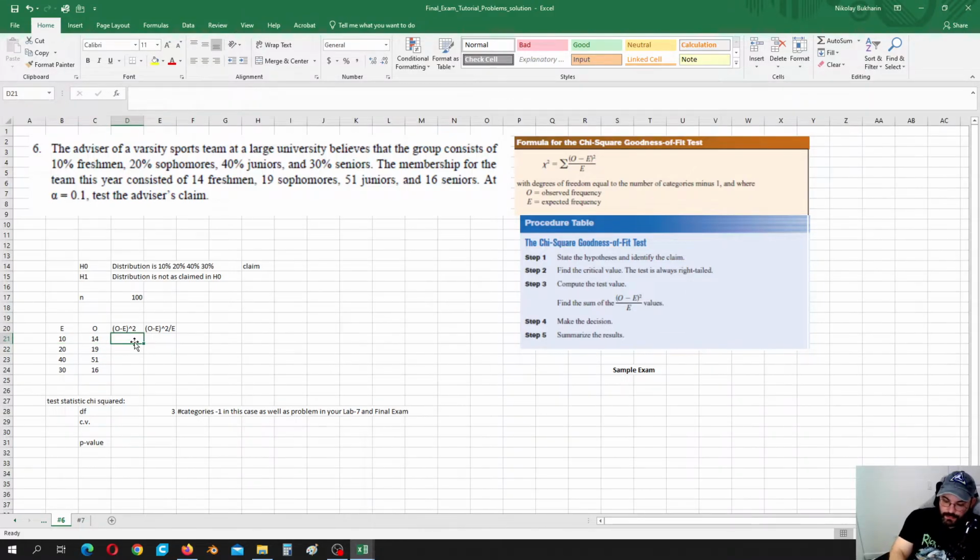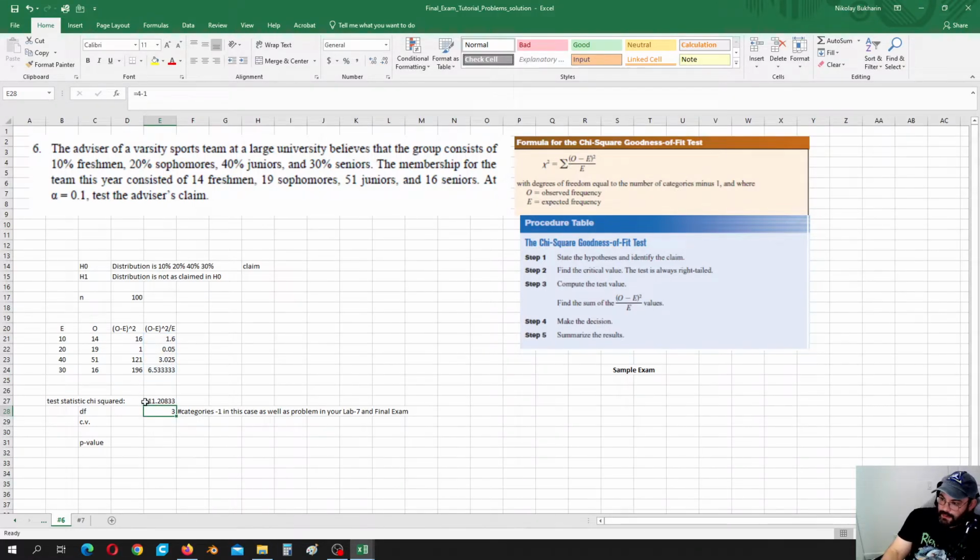Okay, so this is equal to observed minus expected, squared. And then we drop it down. Here we have observed minus expected squared divided by expected. And then we double click here. Then we need to sum those numbers up. That's what the capital sigma means. We need to sum all those values, and this is going to be our test statistic, chi squared. So it is the sum of these values right here.